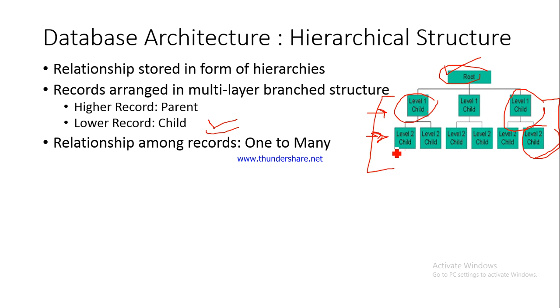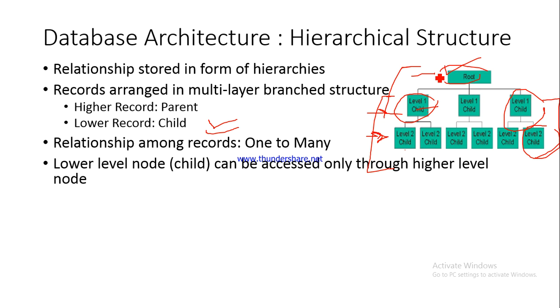This is basically the child. However, if you talk about this, you will find that this is the child while this is the parent, right? So the one which is at the higher level would be considered to be the parent, the one which is at the lower level would be considered to be the child. Now one very important thing that you need to remember is that in hierarchical structures you can access the lower level node only through the higher level node.